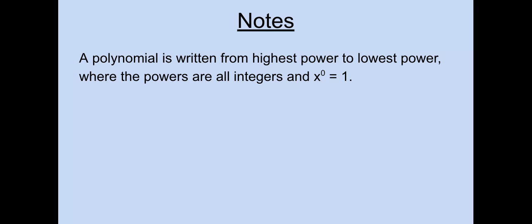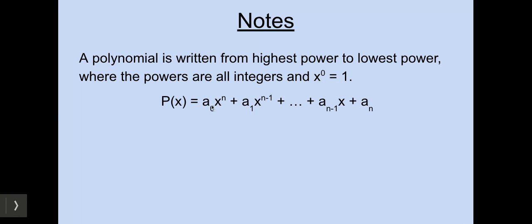A polynomial is simply an equation where the x's go from highest power to lowest power, and the powers are all integers. I put this little note that x to the 0 equals 1, and I'll show you why. It's something like a number times x to its largest power, plus another number times x to a power smaller than this, and we go all the way down till we get to a constant number. This was x to the first, and then x to the 0, so that's why it's a times just a 1 here.